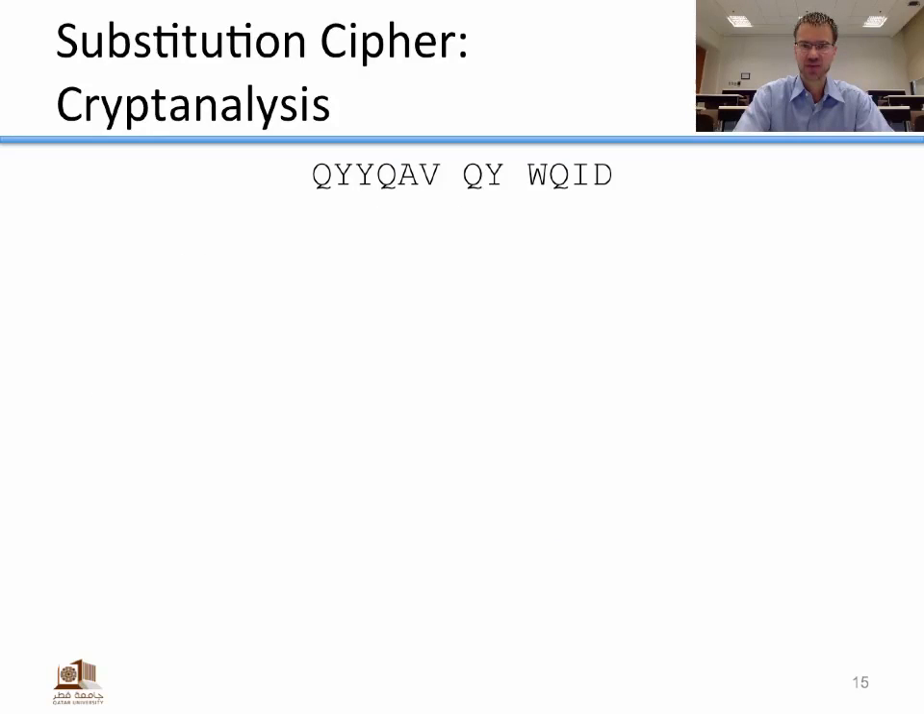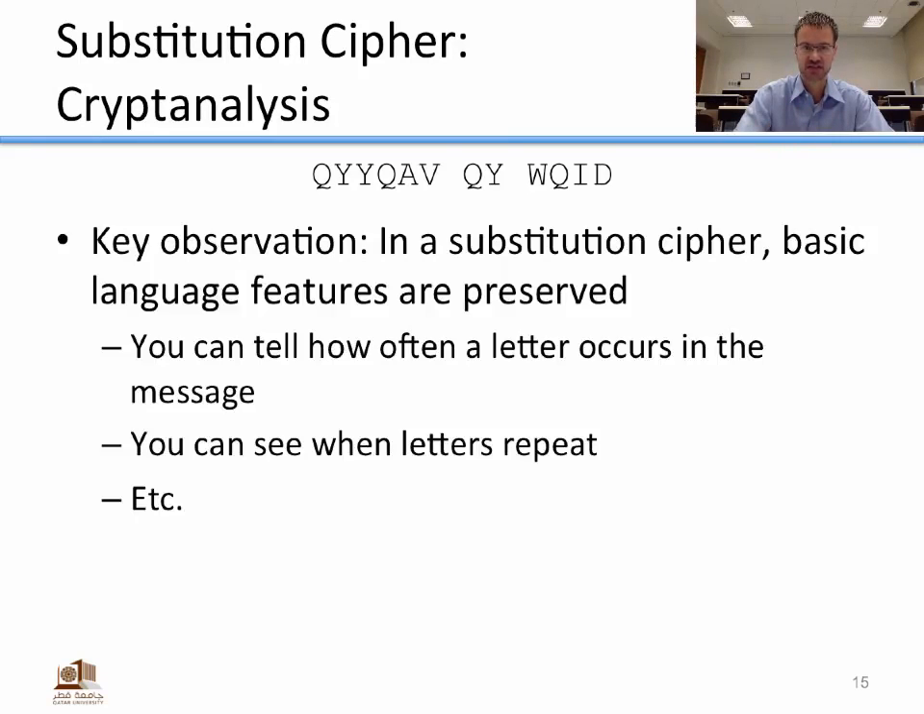Okay, so how do we cryptanalyze this? Well, let's look at our ciphertext again. I've taken away the plain text just so you can just look at the ciphertext. And I want to make a key observation. In a substitution cipher, the basic language features are preserved. So as an example, you can tell how often a letter occurs in the message.